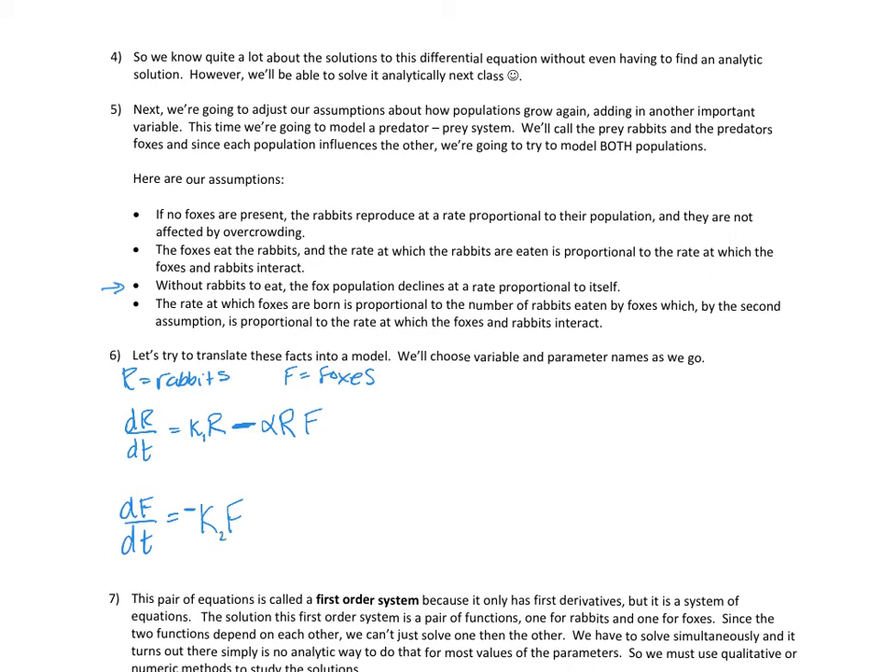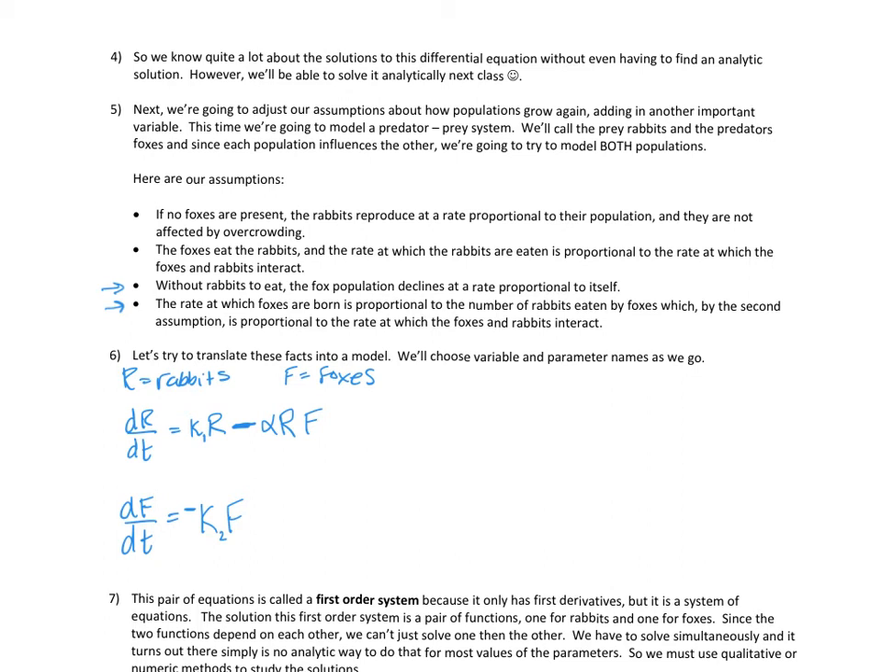Okay, so their population declines at a rate proportional to its size if they don't have anything to eat. And then my next assumption is the rate at which foxes are born, which would increase the rate of growth of the population, is proportional to the number of rabbits eaten by foxes, which by the second assumption is proportional to the rate at which the foxes and rabbits interact.